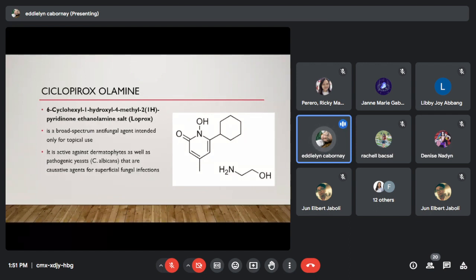So this is a broad spectrum antifungal agent intended only for topical use. So this is used for Candida albicans that are the causative agent for superficial fungal infections.